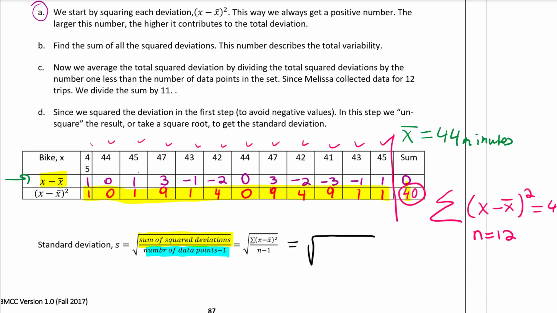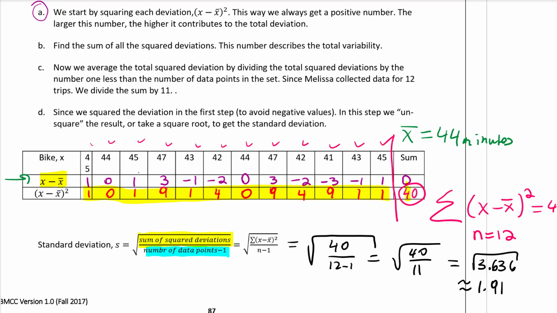So it's going to become the square root of 40 divided by 12 minus 1, which is 11. At that point, you're going to use your calculator. 40 divided by 11 equals 3.63. Keep this in your calculator and then take the square root of that answer. Square root is the opposite of squaring, so it's going to be about 1.91, and the units are the same as the units of the regular data set.